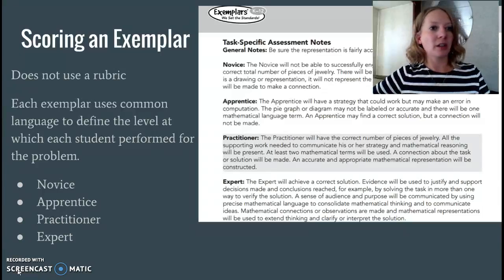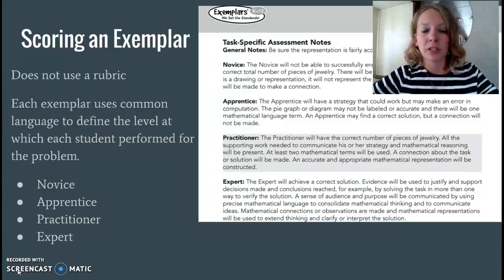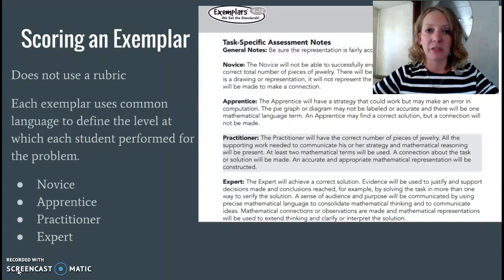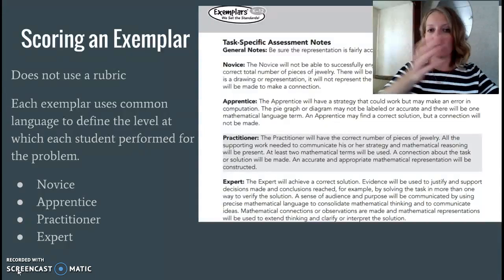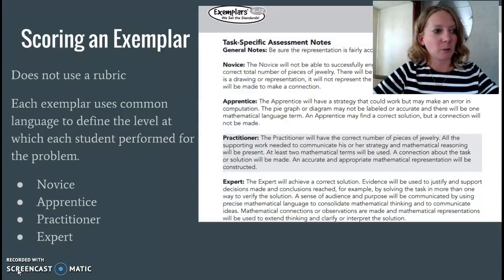The scoring looks something like this, and the program Exemplars K-12 has come up with their own scoring system. Instead of a rubric, they've defined students into 4 categories: novice, apprentice, practitioner, and expert. Feel free to pause the video if you would like to see how students from the previous question would be scored and categorized by looking this over.